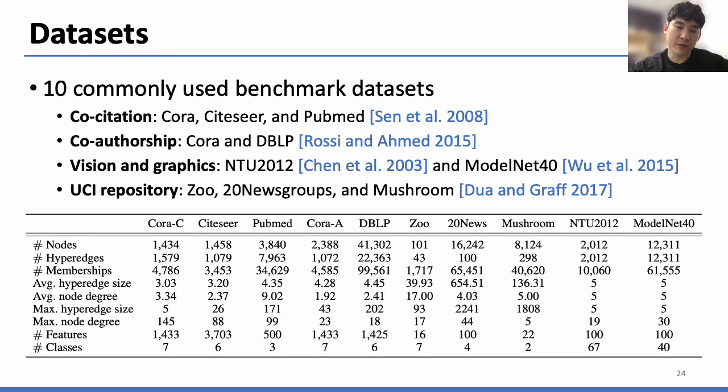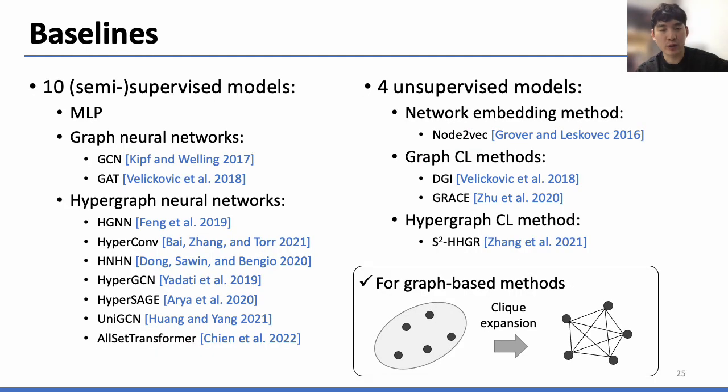We assess the performance of TriCL on 10 commonly used benchmark datasets. The datasets are collected from real-world networks from different domains. We include a broad range of methods as baselines, including 10 supervised and 4 unsupervised models. Note that to evaluate the graph-based methods on hypergraph datasets, we employ the graph-based methods after transforming hypergraphs to graphs via clique expansion.